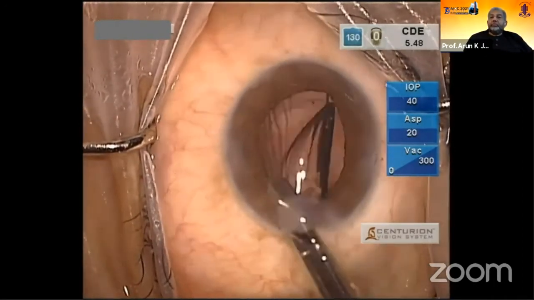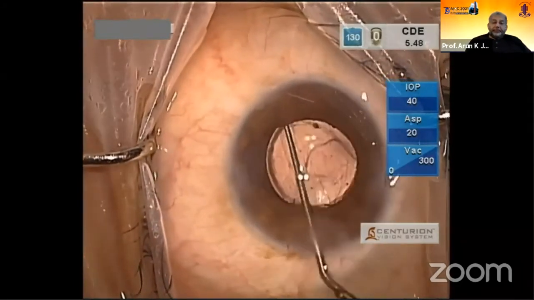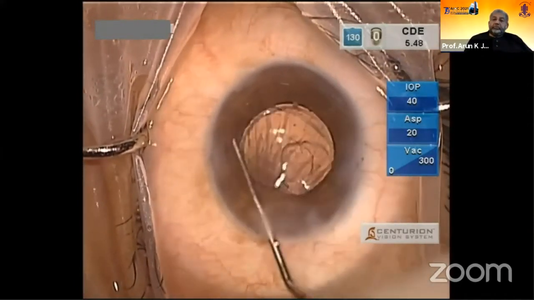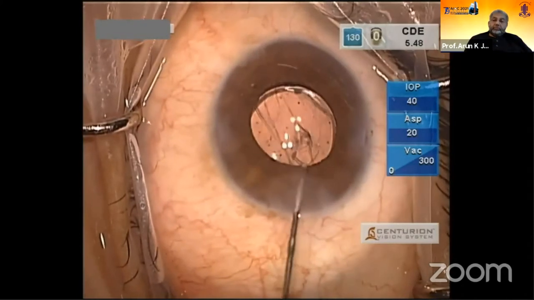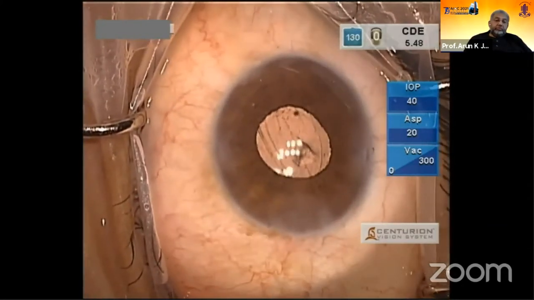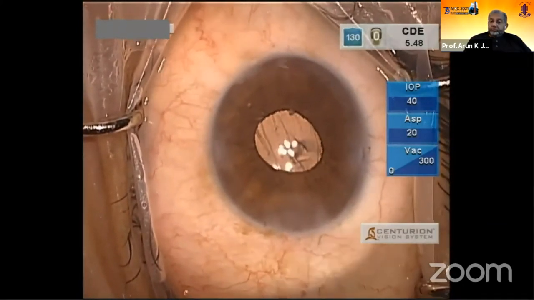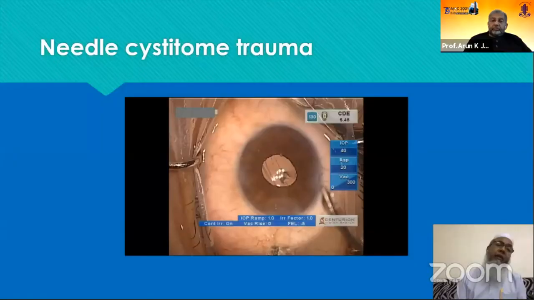And then a 3-piece IOL was implanted in the sulcus, and after placing the lens in the sulcus, miotics are injected to constrict the pupil, and the eye was closed normally.